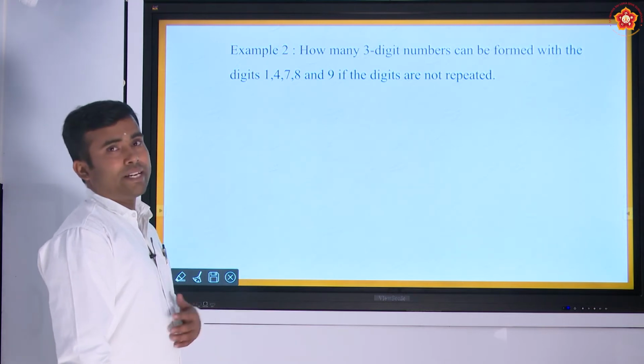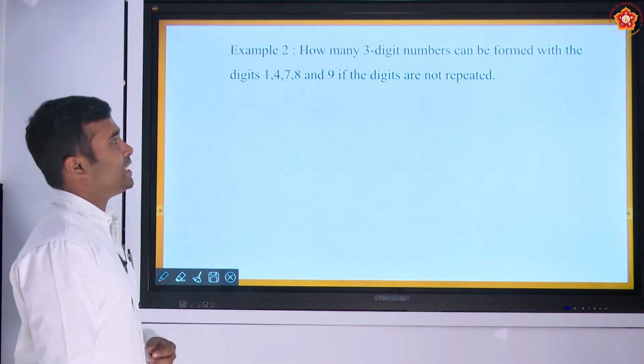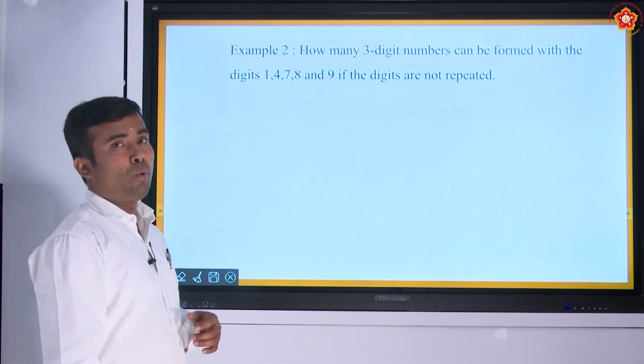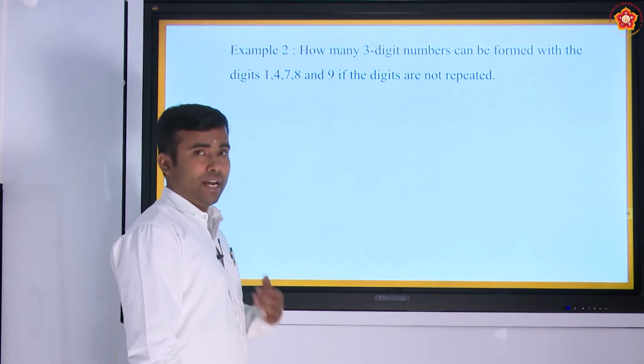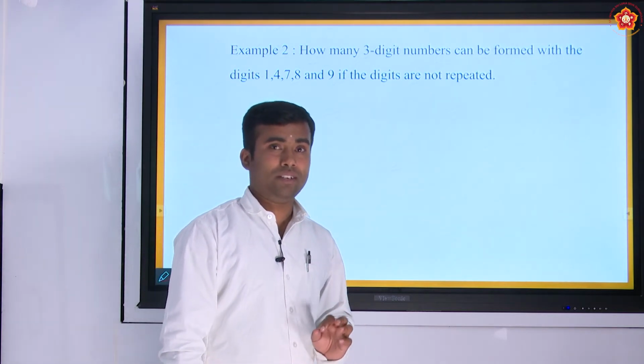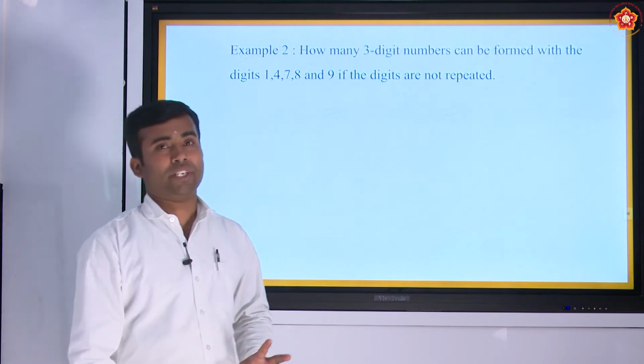Another example you can see here: how many 3-digit numbers can be formed with the digits 1, 4, 7, 8 and 9 if the digits are not repeated? This is a condition, the digits should not be repeated.